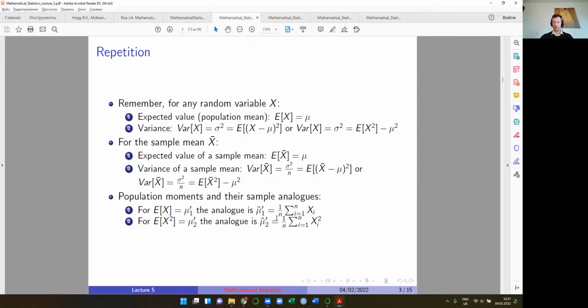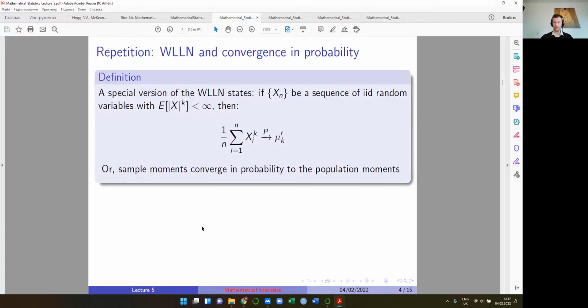Well, basically, for example, the sample moment converges to this as the sample size increases. It will help us today. And also we established several properties of this convergence in probability. Given that two variables converge in probability to the respective numbers x and y, there is also convergence in probability to the sum of x and y.